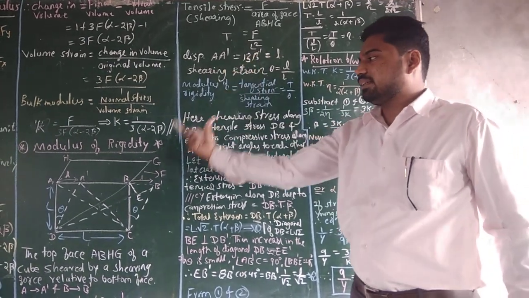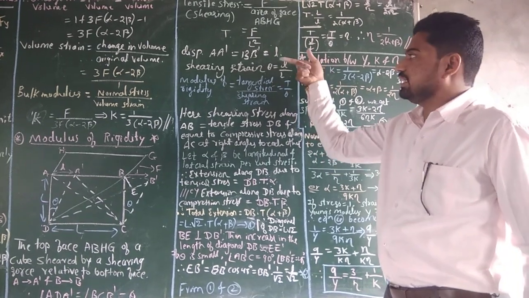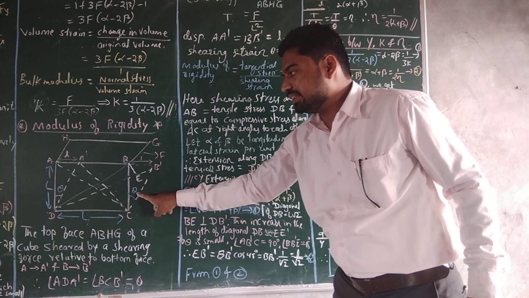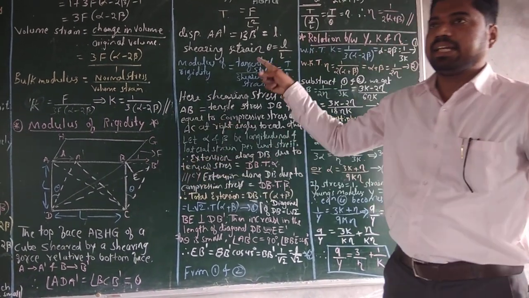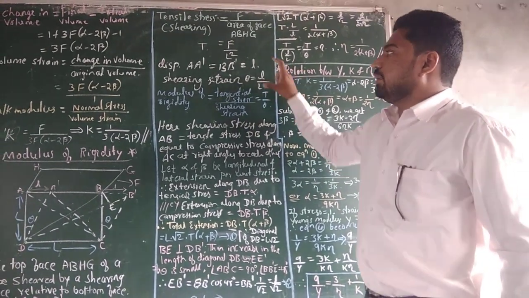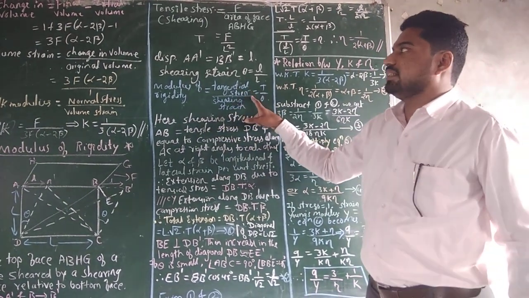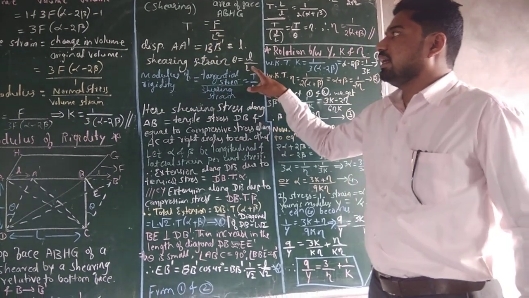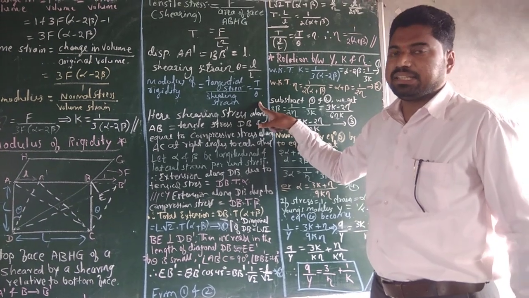And also you have to know that the displacement of the position A dash is equal to B dash, which is equal to small l, and you take the shearing angle theta. How do you find the shearing angle theta? That is the change in length to the original length, that is theta equals small l divided by capital L. Okay, now by using this you have to find the modulus of rigidity. That is tangential stress divided by shearing strain. Tangential stress is T and shearing strain is theta. That is T by theta.